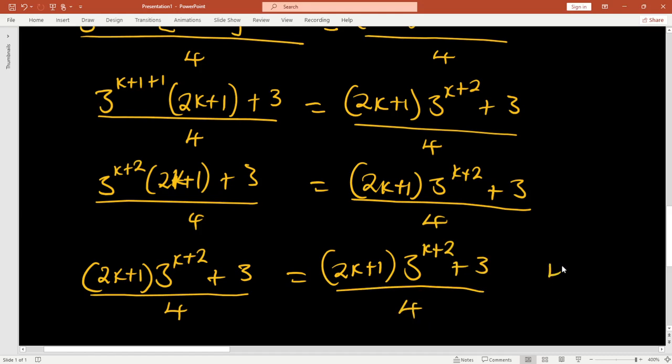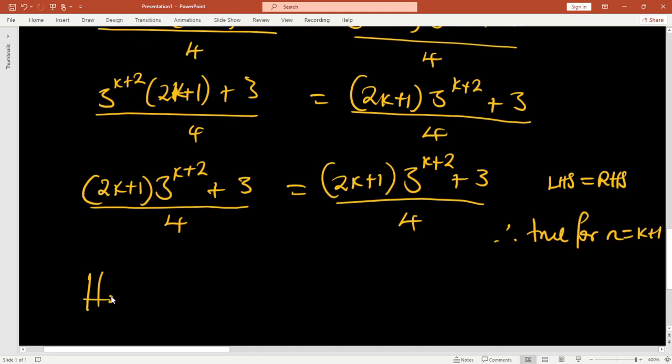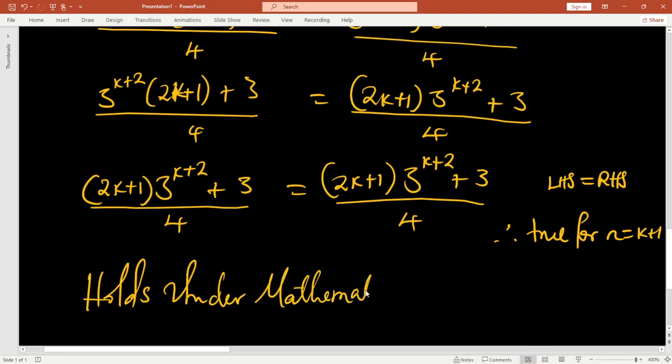So there we have it. The left hand side here is equal to the right hand side. So if this is the case, then you can just say, therefore, this is true for n = k + 1. So if this is true for n = k + 1, then what we have here holds under mathematical induction. Like this here. Alright, thank you.